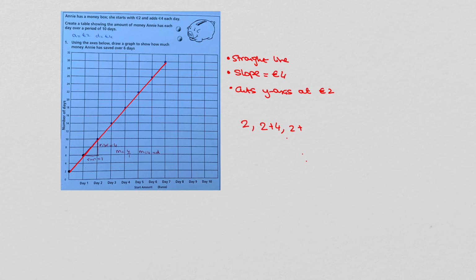Then we added another 4. Then we added another 4. And that continues on. So what you notice is that we always have the 2, and then we're adding on 4 once, then twice, then 3 times. So we're adding on 4 n number of times. However, we didn't start at n equals 1.